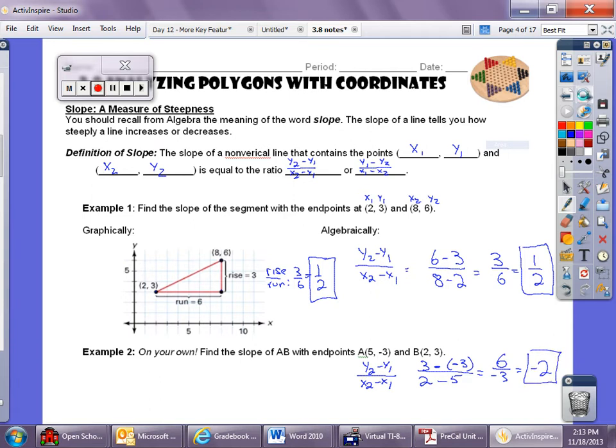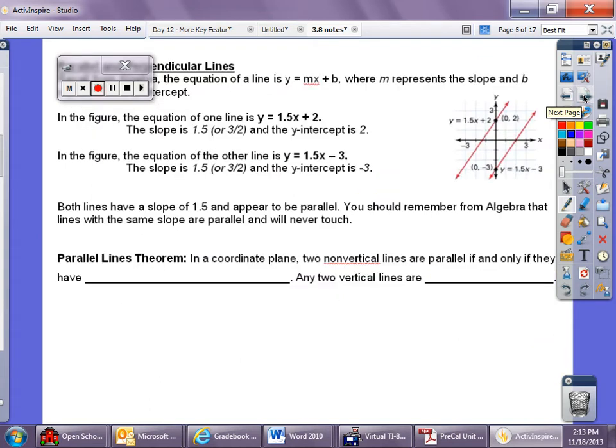Now we have two things we're going to talk about: parallel lines and perpendicular lines. If we recall from algebra, the equation of a line is y equals mx plus b, where m is the slope and b is the y-intercept. In a figure, the equation of one line is y equals 1.5x plus 2. So the slope is 1.5, or 3 over 2, and the y-intercept is 2. The second line is y equals 1.5x minus 3, where the slope is 1.5, or 3 over 2, and the y-intercept this time is -3.